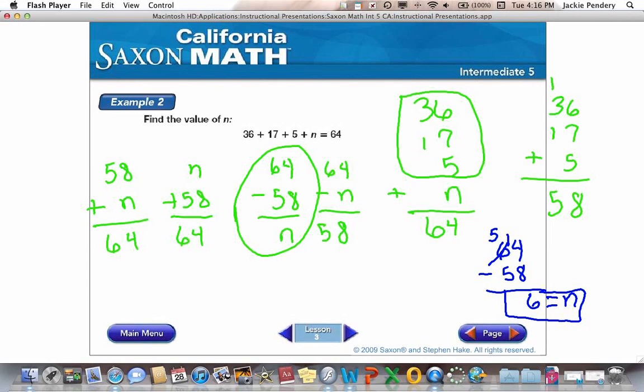Okay, there's your answer. You need to be showing all of this work in your math notebook. Feel free to pause and copy down as much as you need to. Okay? If you're ready, let's go on to example 3.